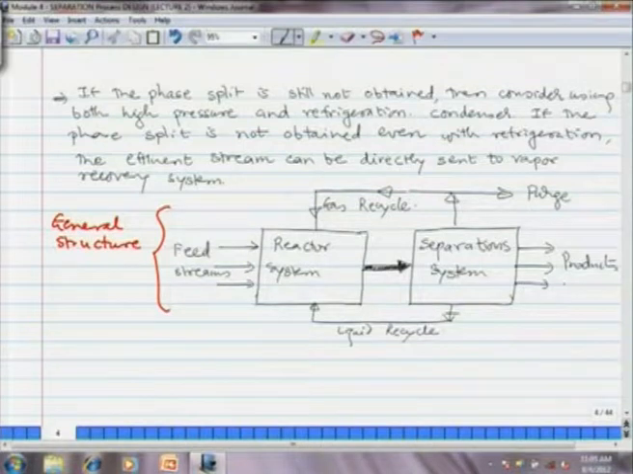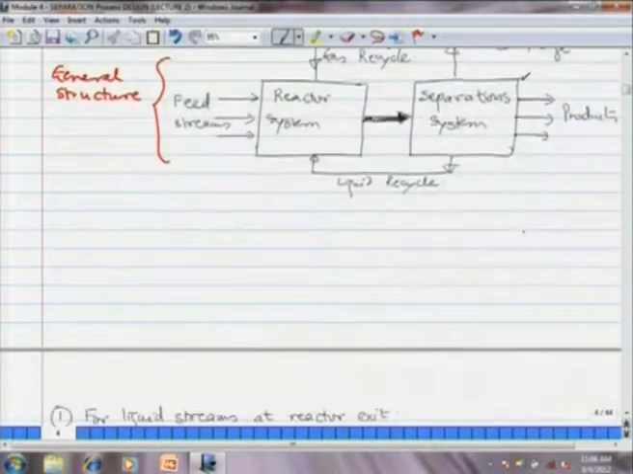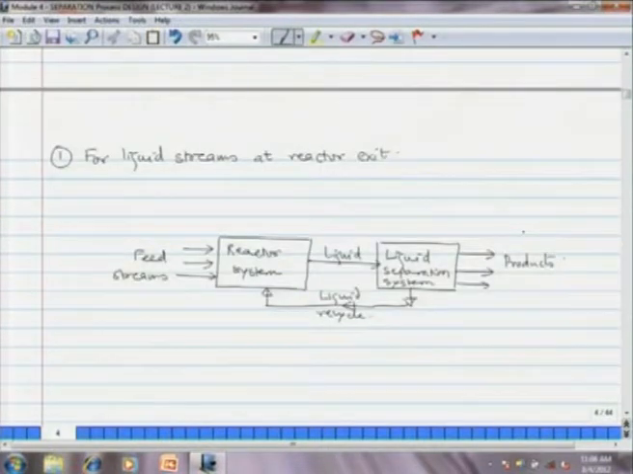Now, we have shown only the block diagram, we have not shown the details, as in what kind of separation system exists, but we can open the second box later on. And then we have product streams, a liquid recycle stream and a gas recycle and purge stream. For the liquid streams at the reactor exit, we have a reactor system, then a liquid separation system. The liquid separation system could be distillation, it could be extraction and so on and so forth.